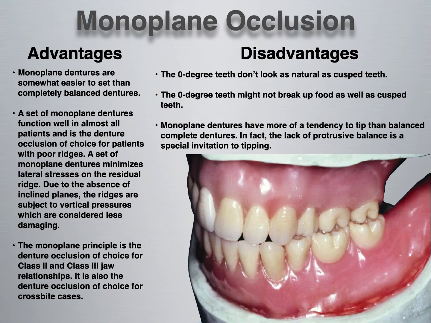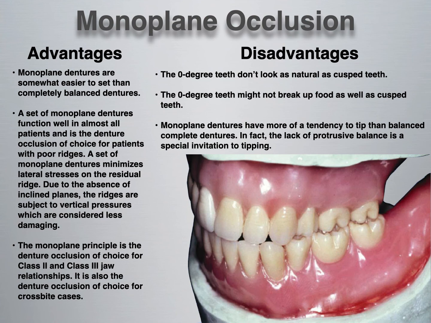And then we have monoplane occlusion. Quite simply, there are completely flat teeth, as you can see in the image on the bottom right. Some of the advantages to setting teeth this way are that monoplane dentures are somewhat easier to set than the completely balanced denture. They're actually probably the easiest denture to set, period. As you see, there are no cusp tips, which means that there is no real cusp to fossa relationship that needs to happen because there is no cusp or fossa to have a relationship with.